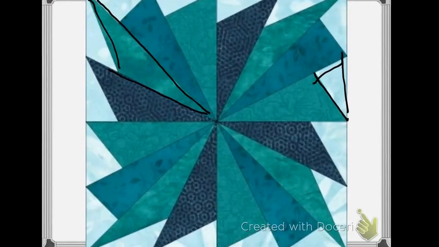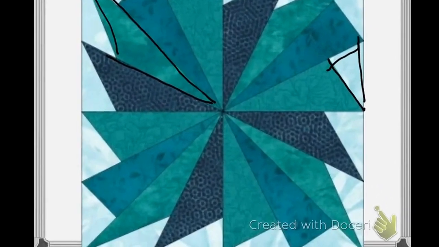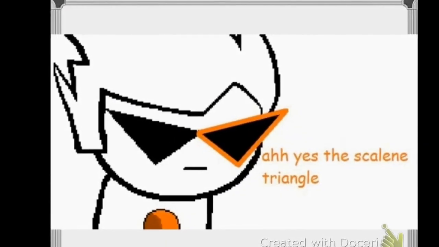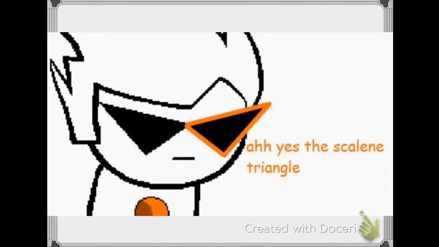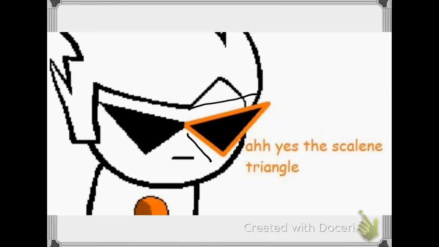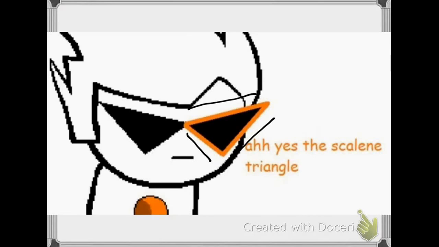It's a pretty neat design, but it's not as neat and tidy as that equilateral triangle where everything fit in. Yes, the scalene triangle. Each side is a different length.